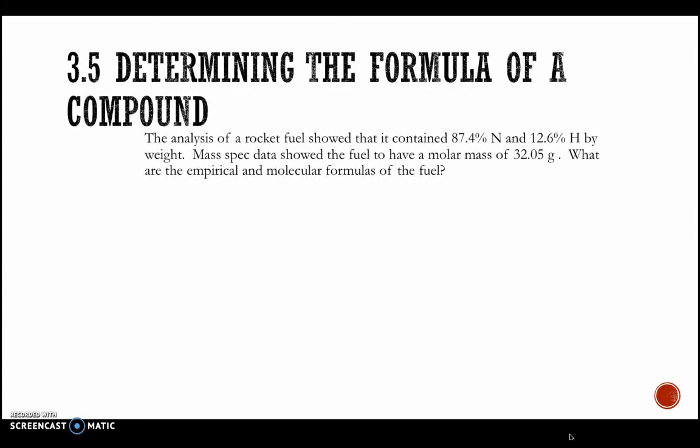Here's an example to try on your own. Pause the video here, and when you come back, I'll reveal the answer. A hint for this problem: when you're given percentages, assume they're percentages of 100 and just treat them as if they're grams. So 87.4% nitrogen would be 87.4 grams of nitrogen.